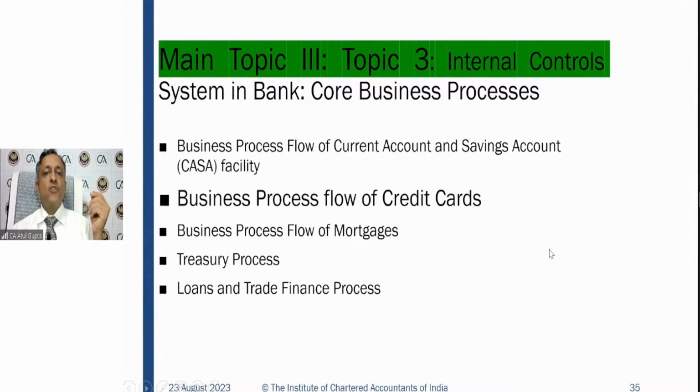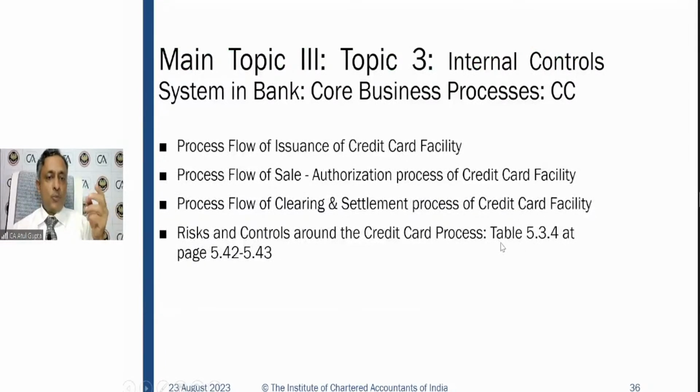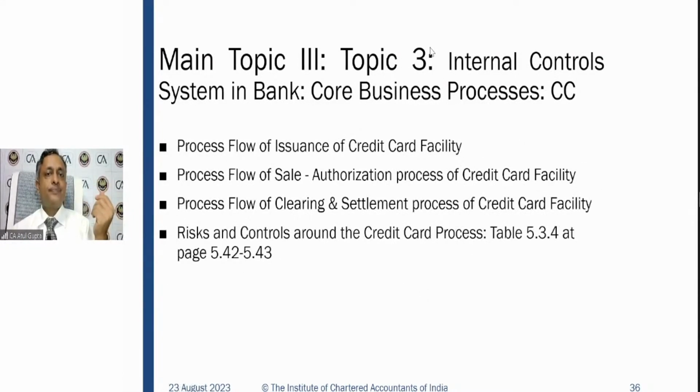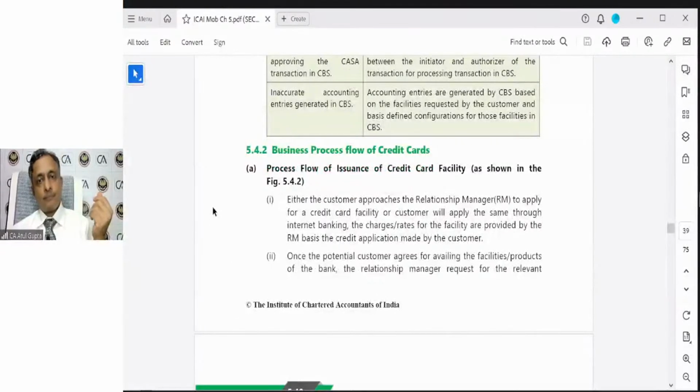Then business process flow of credit cards. So let us take that. Process flow of credit card, process flow of credit card facility, clearing, and then control. So we'll take one by one from the module itself. So let me bring the flow chart first and then we'll read the module.